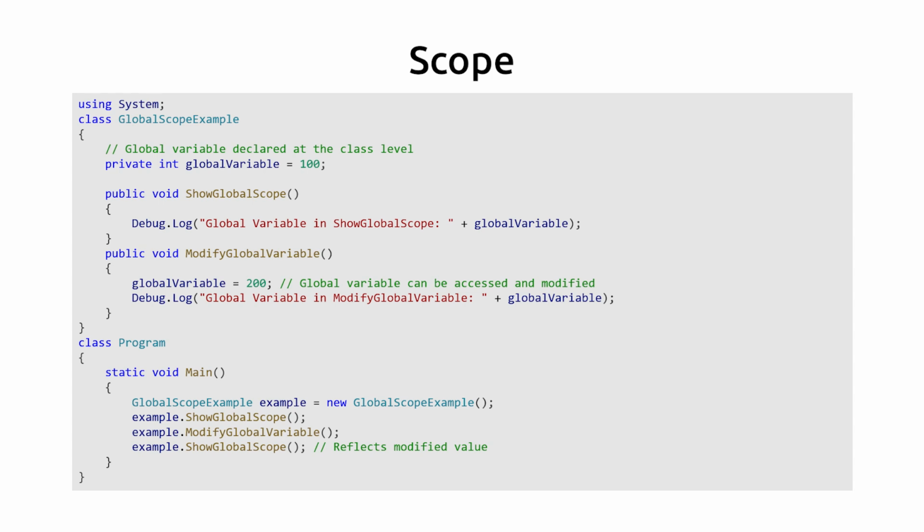Global scope. Variables declared outside of any function or block are globally accessible in the program. In some languages, these are called global variables and exist throughout the program's runtime. In this case, the variable globalVariable is declared at the class level, making it accessible across methods of the class. The global variable is accessible in both showGlobalScope and modifyGlobalVariable methods, demonstrating that it has class-level accessibility.